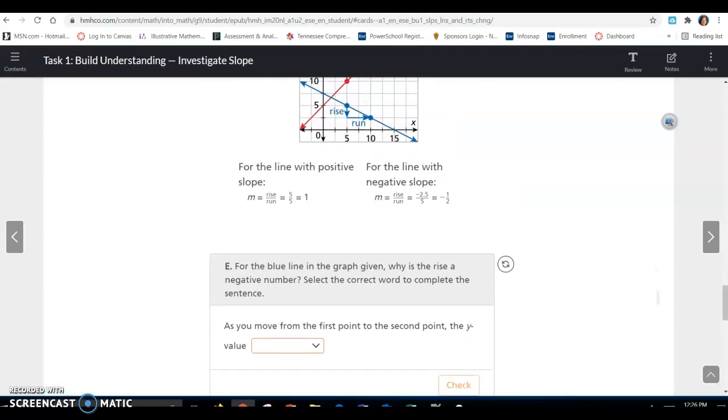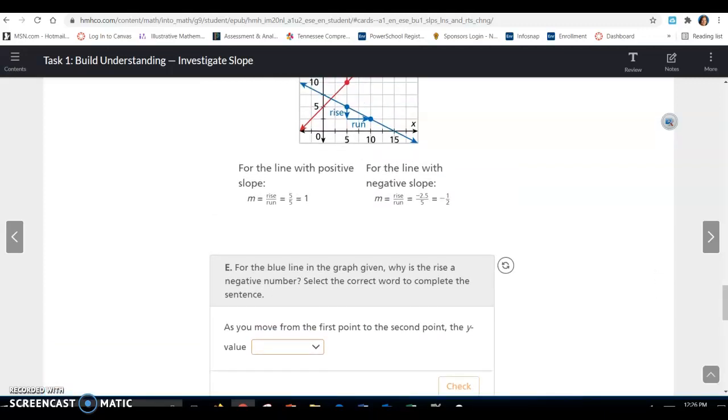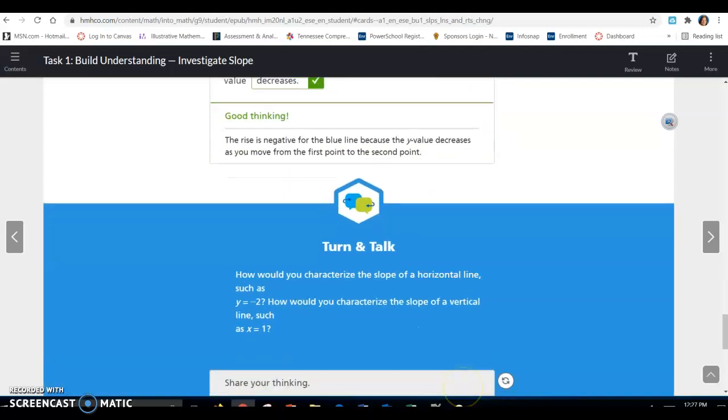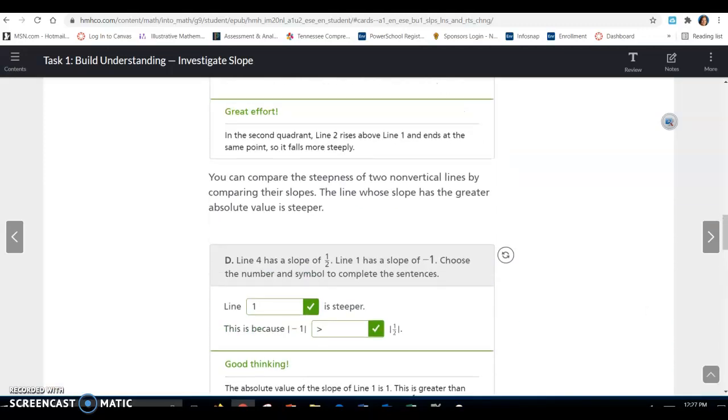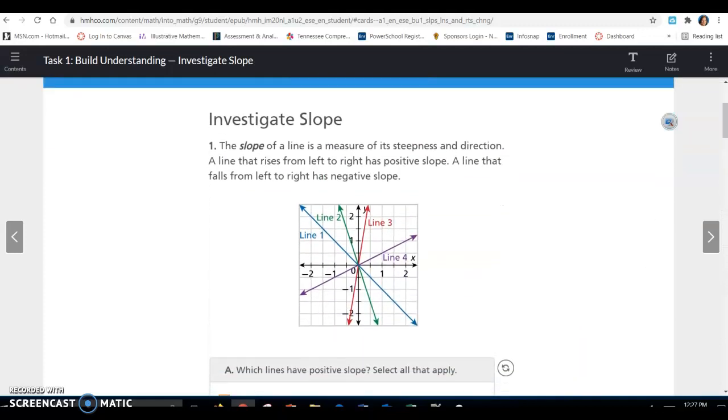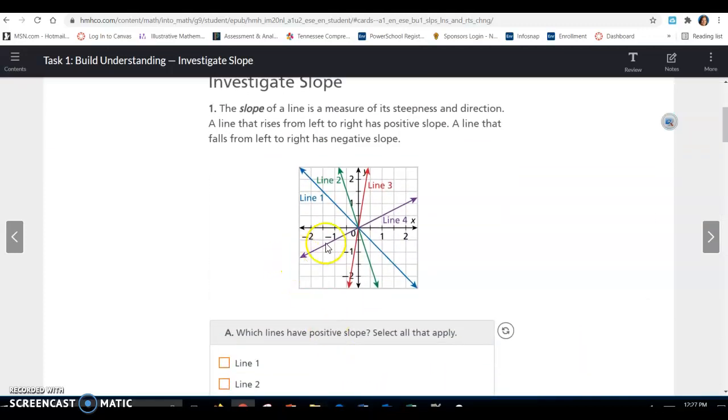All right, for the blue line in the graph, why is the rise a negative number? Select the correct words to complete the sentence. As you move from the first point to the second point, the y value decreases. So you can see you go from here to here. This is my y-axis. So 5 to 2.5, that point decreases. And that's it. So again, just remember, positive slopes rise from left to right, negative slopes fall from left to right.